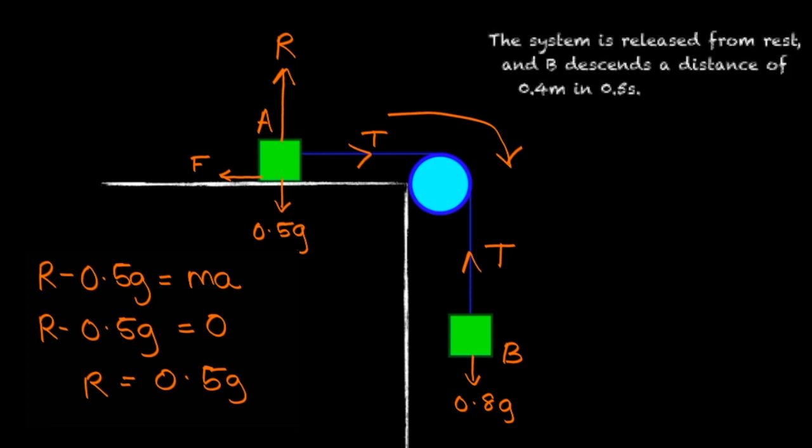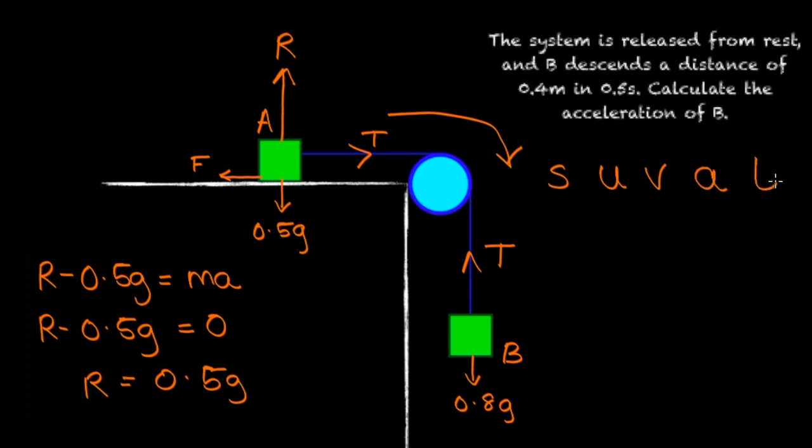And we're now told that B descends a distance of 0.4 meters in 0.5 seconds. Work out the acceleration of B. So let's use SUVAT to answer this problem. So let's write the acronym across the page here. So taking down to be our positive direction, then the displacement of B is 0.4 meters. And of course the time is 0.5 seconds. And since the system was released from rest, the initial speed of B is 0.